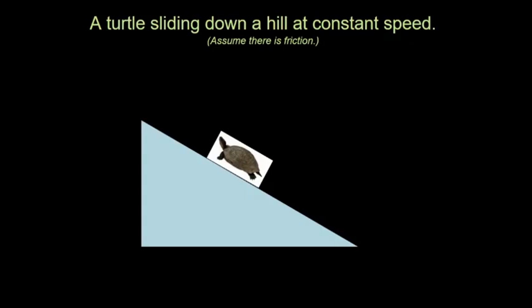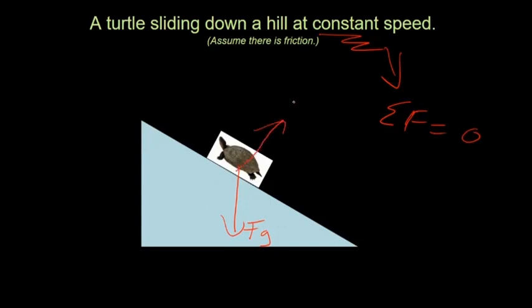All right, a turtle sliding down a hill at constant speed. Constant speed means the sum of all forces is going to be 0 when we add them all up. So here's where it gets fun. We're going to take our turtle, and he's pulled down by gravity. And what keeps him from sinking into the hill? Well, obviously the hill. But the hill is going to push out with a normal force perpendicular to the hill. Okay, great.